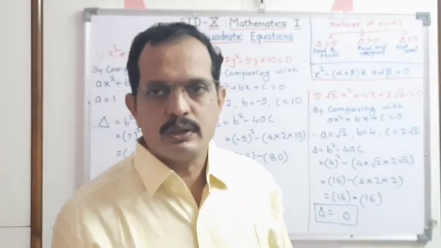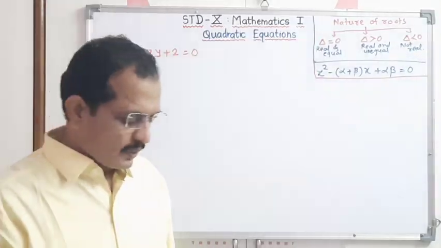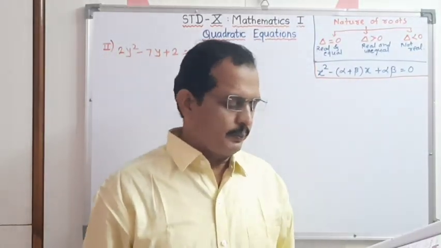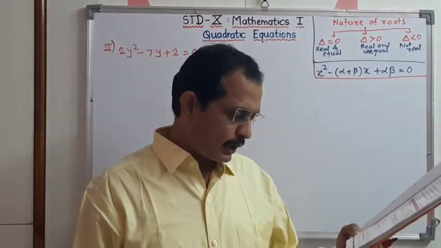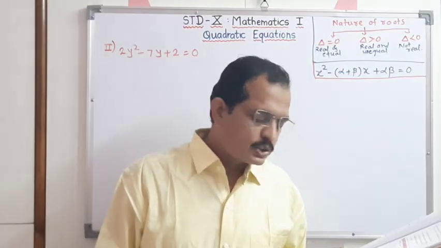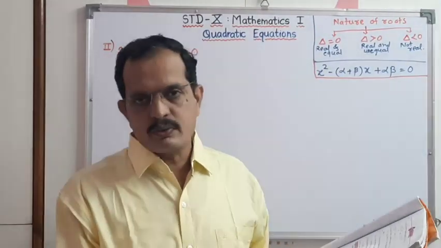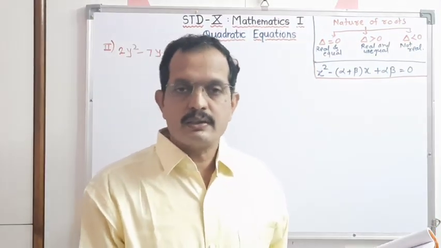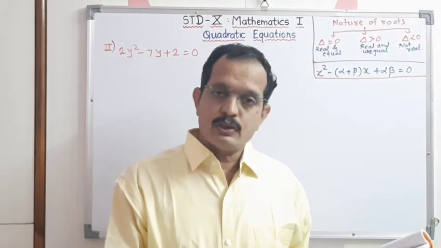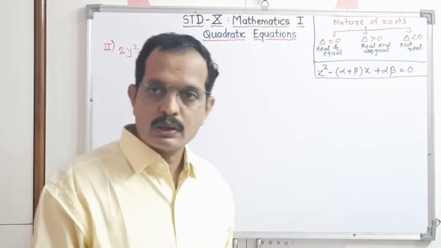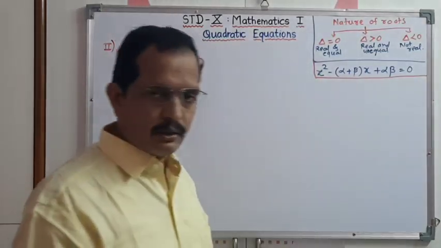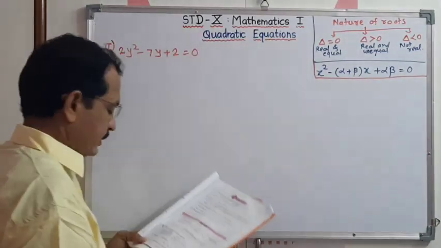We have to start with third question. See the question number third. Determine the nature of roots of the following quadratic equation. Dear student, there are three quadratic equations given. Out of that three, one I will show you how to solve, and the remaining two you have to try to solve. I think you will solve it.